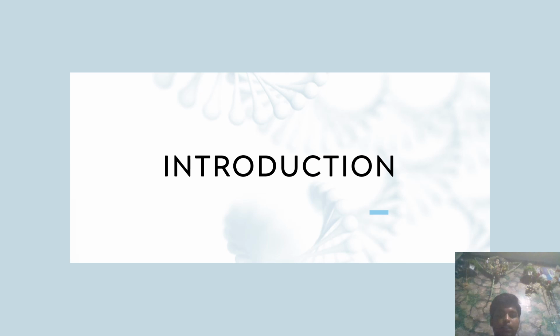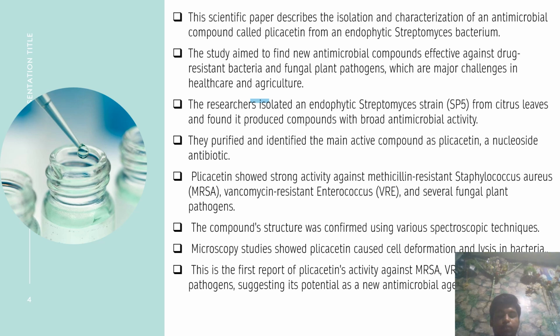So basically, this paper describes the isolation and characterization of antimicrobial compounds called plicacetin from an endophytic Streptomyces species. Due to the emergence of fungal phytopathogens and drug-resistant bacteria, there is a major challenge in agriculture and public health respectively. So there is an urgent need for new sources of antimicrobial compounds to combat these issues.